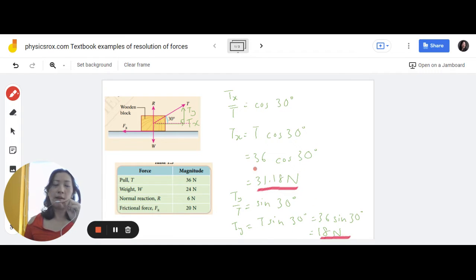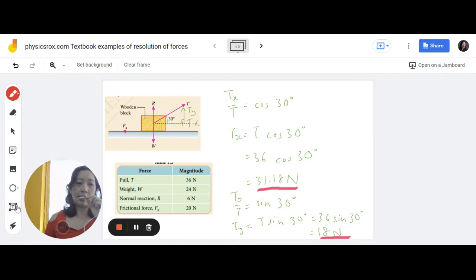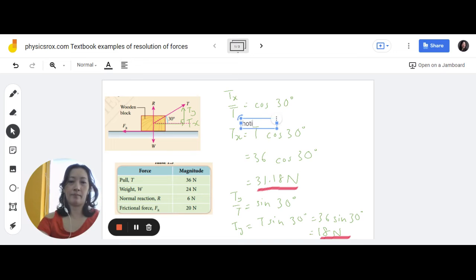Oops, it's not showing up. So Tx is the horizontal component. I'll just indicate it over here. So this is the horizontal component. And Ty is the vertical component.